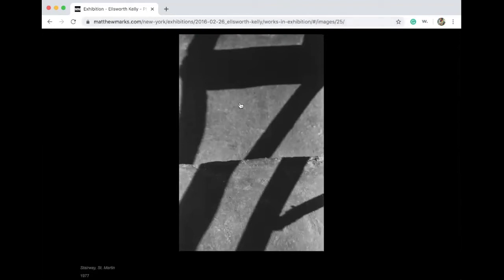How could we trace this? Let's see. Think about that shape. It reminds me of a letter. Maybe a letter H. Here's another shape of shadow.